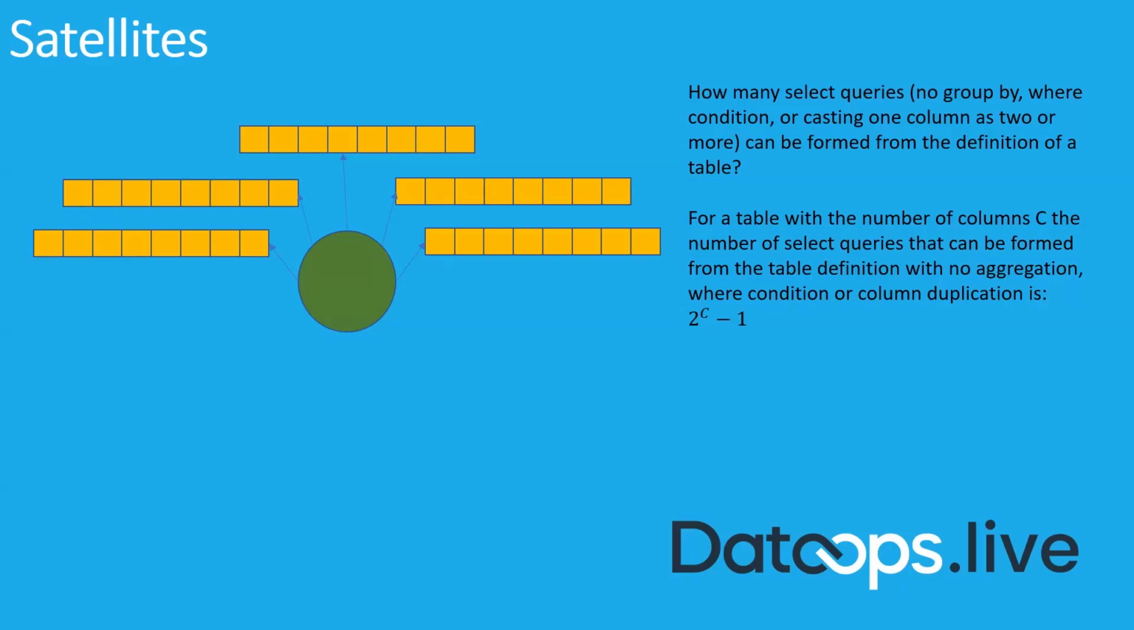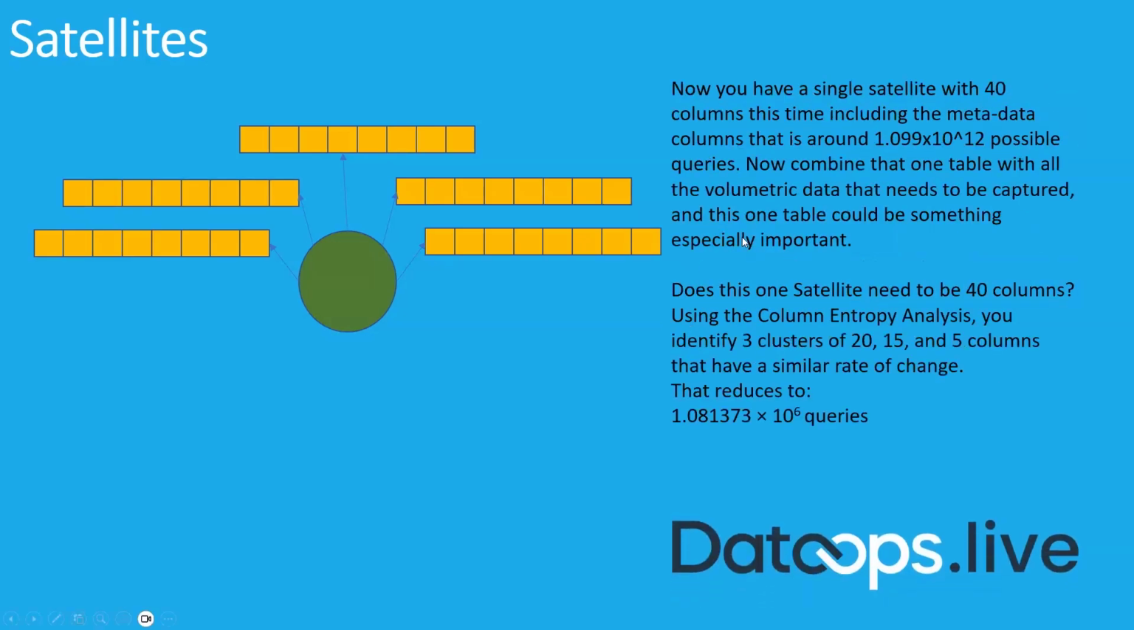The reason it is 2 to the C minus 1 has to do with the fundamentals of the binomial theorem: you cannot run a select with no columns against the table. Otherwise, it would be 2 to the C. So the 2 to the C minus 1, and we're going to get to where we use that in a second to do some, I think, cool stuff.